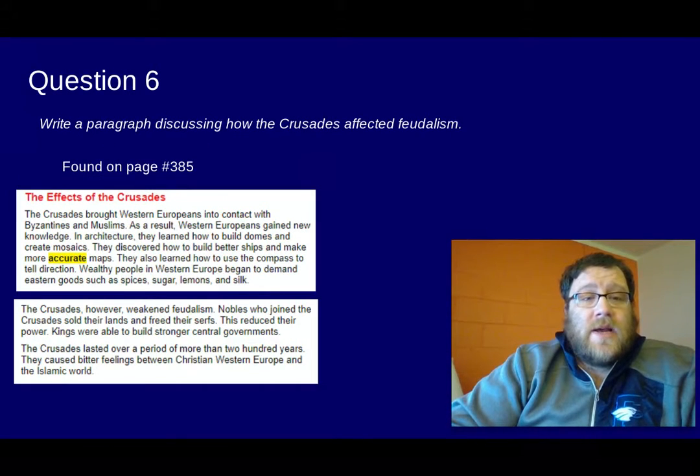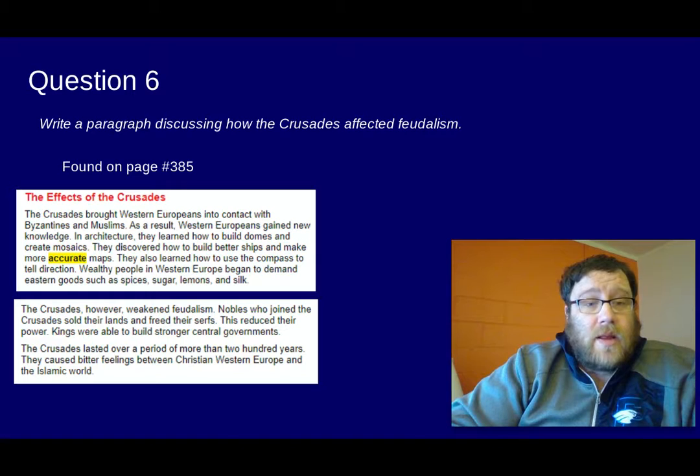Question number 6 is write a paragraph discussing how the Crusades affected feudalism. This is found on page 385. The Crusades brought Western Europe into contact with Byzantines and Muslims. As a result, Western Europeans gained new knowledge in architecture. They learned how to build domes and create mosaics. They discovered how to build better ships and more accurate maps. They also learned how to use the compass and tell direction.